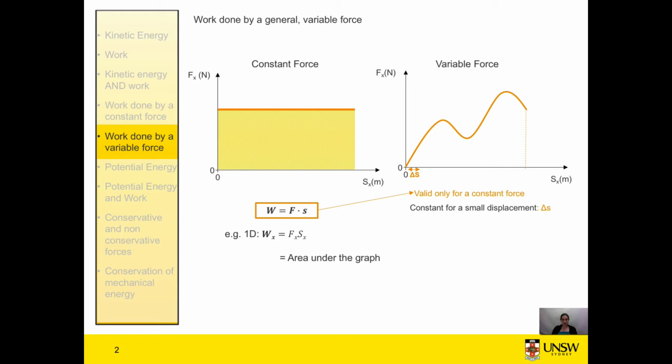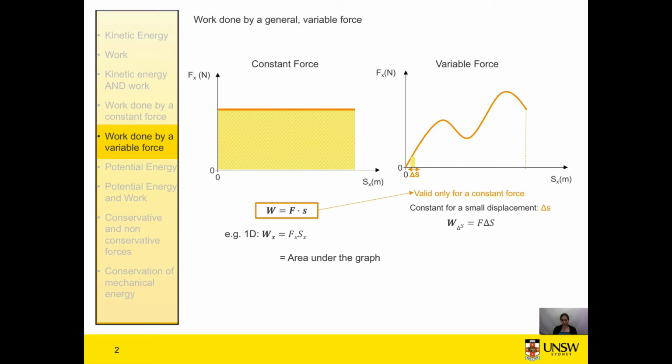So since we can now approximate the force for this tiny displacement as a constant, we can use our equation. And we can say that the work is equal to the force times this little displacement, delta s. So that gives us the work done is equal to a little piece of the area under the graph.